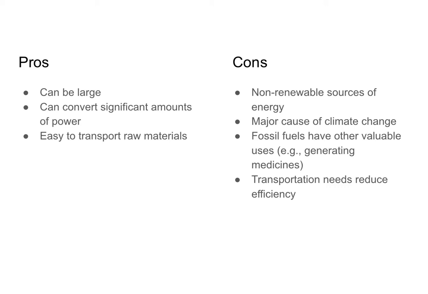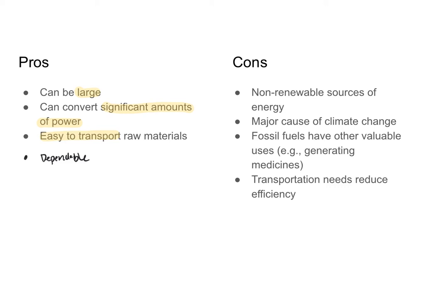So some pros of fossil fuels. The power plants that we use fossil fuels in can be made to be large. You can convert significant amounts of power. It's also easy to transport the raw materials. And one thing that I don't have written here, but that I'd also like to mention, is that it is very dependable. That is, the amount of energy produced by a fossil fuel plant on April 5th is going to be about the same as the amount produced on December 24th.